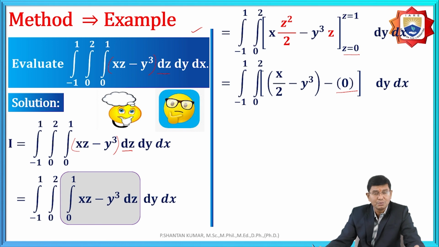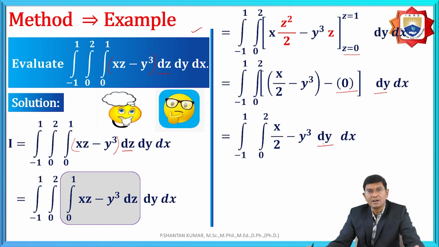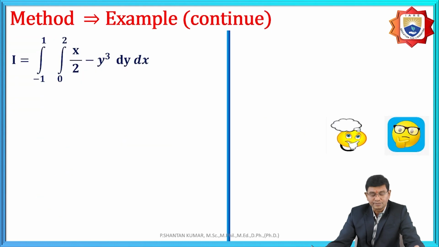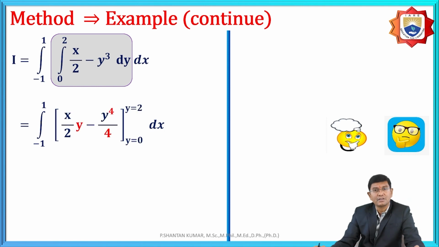Now again we need to integrate with respect to y. After that simplification, next is integrating with respect to y. The integration of x by 2 with respect to y: x by 2 is taken out as common, and 1 with respect to y is y, so that is x by 2 into y, minus y cube integrated with respect to y, which is minus y power 4 by 4. Therefore x by 2 into y minus y power 4 by 4, with the limits y equal to 0 to 2.